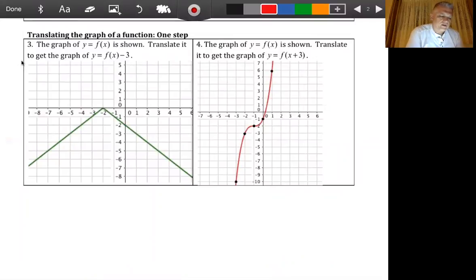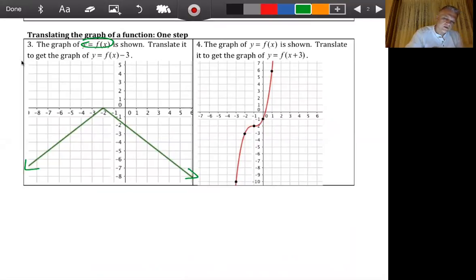So now we're going to continue to translate, but instead of parabolas, the little x squareds with the u's, now we're going to look at an absolute value and a cubic. So we have an absolute value, which always looks like a v. Right? You did a lot of that back in unit 2. So the graph of f of x is shown. Okay? So f of x is here in green, and it goes forever in those directions.